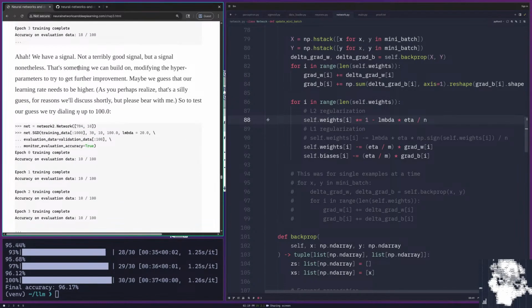Aha, we have a signal. Not a terribly good signal, but a signal nonetheless. That's something we can build on, modifying the hyperparameters to get further improvement. Maybe we can guess that our learning rate needs to be higher. As you perhaps realize, that's a silly guess for reasons we'll discuss shortly, but please bear with me.